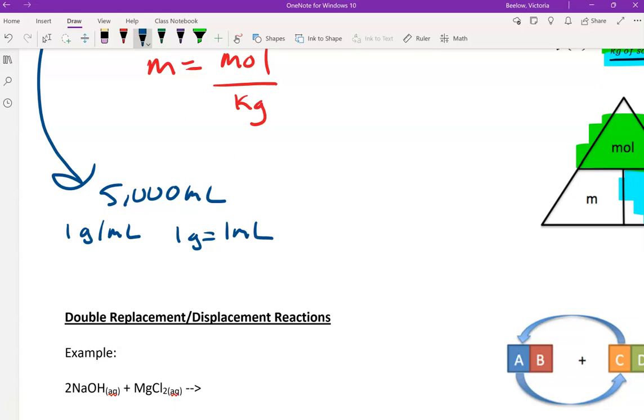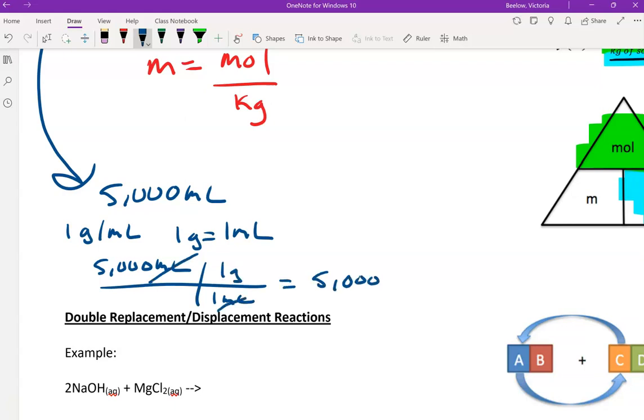So this means if you were to measure out 1 milliliter of water and you were to weigh that on a balance or a scale, it would weigh 1 gram. That's because that's water's density. Are all other substances or liquids like that? No. But this is true for water. So therefore, if you have 5,000 milliliters of water and 1 milliliter is equal to 1 gram, that's the same thing as saying you have 5,000 grams of water.